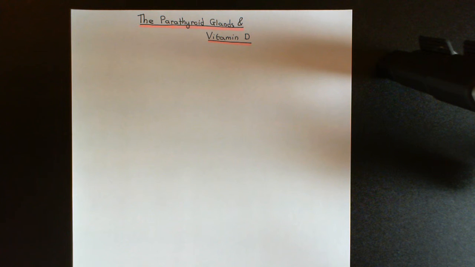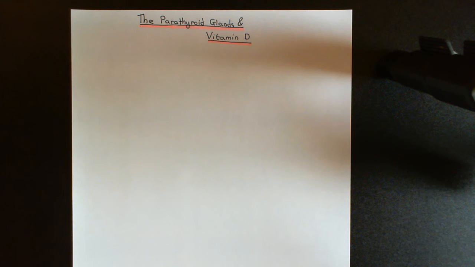Okay, so let's begin this story by discussing the parathyroid glands. We'll come on to vitamin D much later. So the parathyroid glands, let's begin by discussing where they actually are. You have 4 parathyroid glands, and as the name suggests, they are by the thyroid gland. In fact, they are sitting behind the thyroid gland.